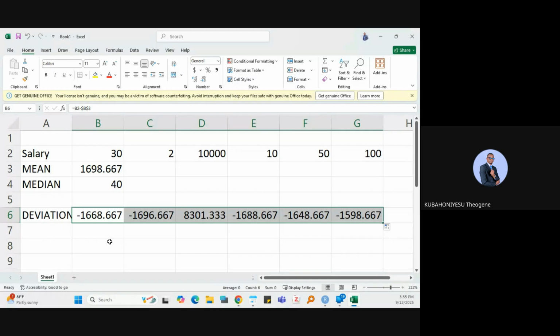So now when we are calculating the standard deviation, what is the formula? Do you remember?